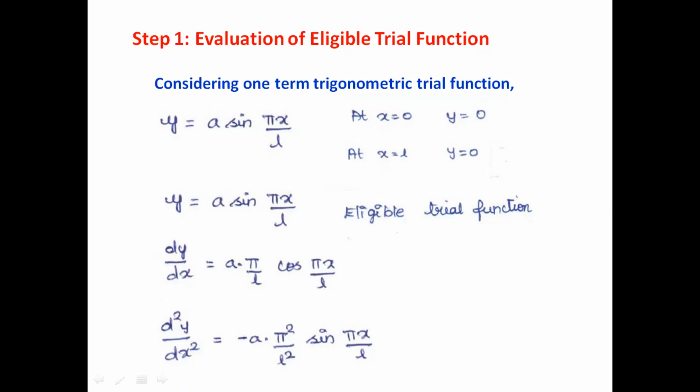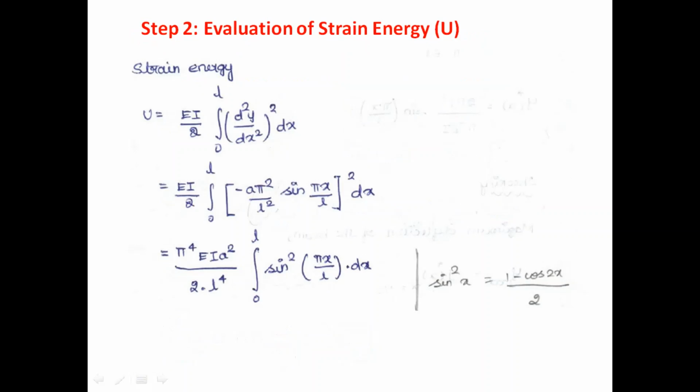Now we have to differentiate this eligible trial function 2 times for finding the strain energy term. So dy by dx equal to a constant; sin pi x by L will become cos pi x by L multiplied by the coefficient of x, that is pi by L. Differentiating a second time, d square y by dx square, again a pi by L, and cos pi x by L will become minus sin pi x by L, multiplied by pi by L. So we are getting minus a pi square by L square sin pi x by L. This d square y by dx square can be substituted in the expression of strain energy.